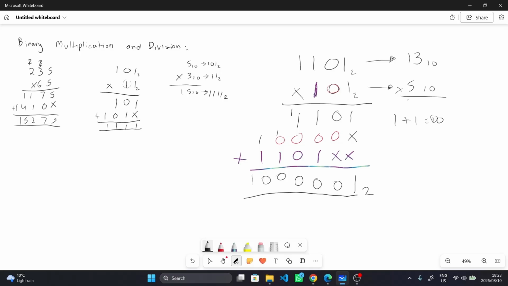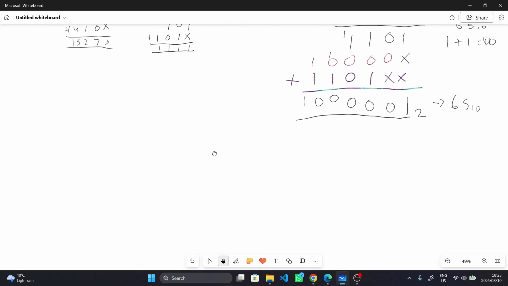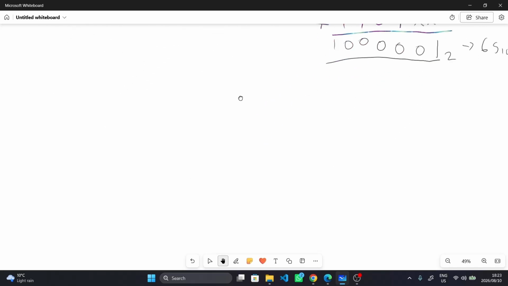65. So this should be 65 in binary, right? So that's with the whole number. Let's say if you want to do something with a number with a fraction, for example.